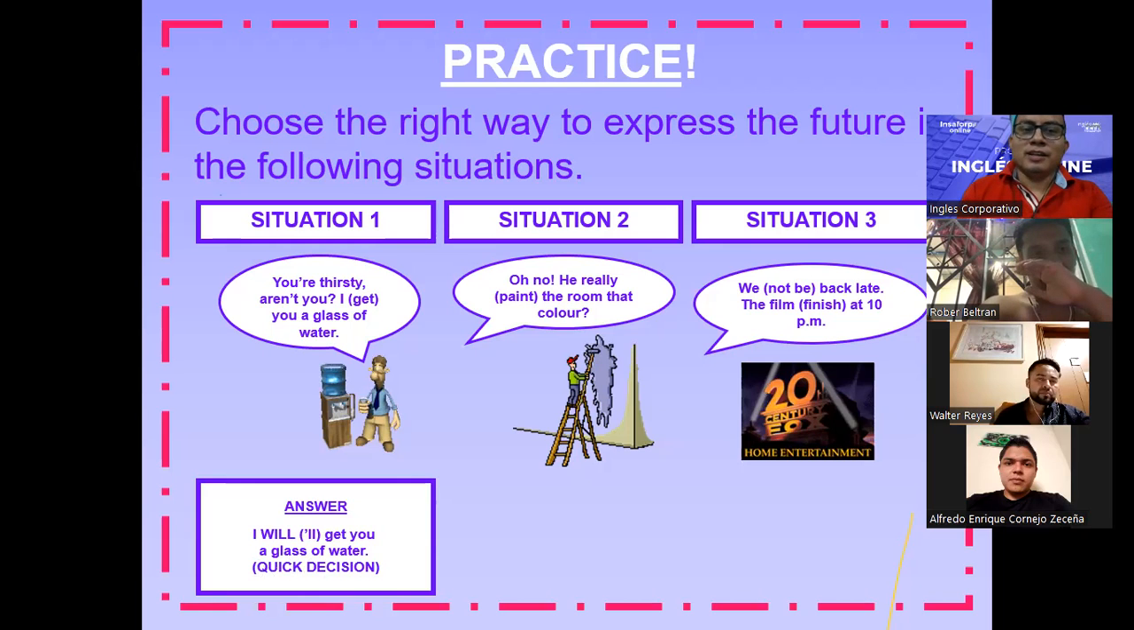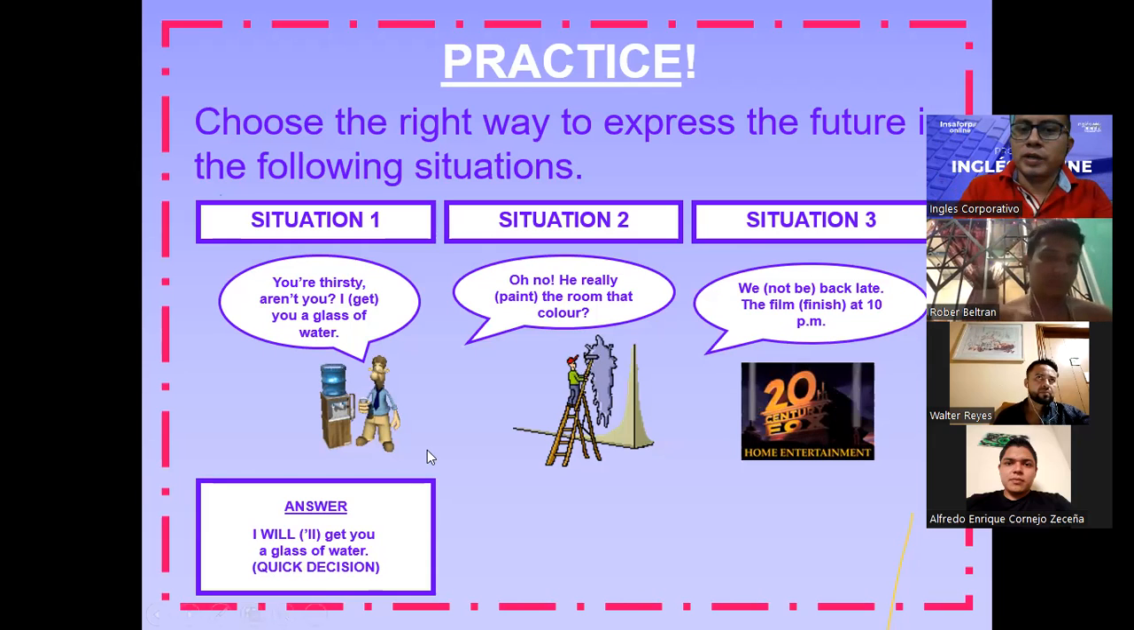And then you're not thinking about it, you didn't even know that the person next to you was going to be thirsty. You just say, I'm going to help you. Like, I'll do it right now. So for quick decisions, we already said it's going to be, well, I don't know if you were able to check the PDF I sent before the class. But this is a quick decision we just made at the moment of speaking, you make the decision that you're going to give something. So you say, I'll get you a glass of water, quick decision.